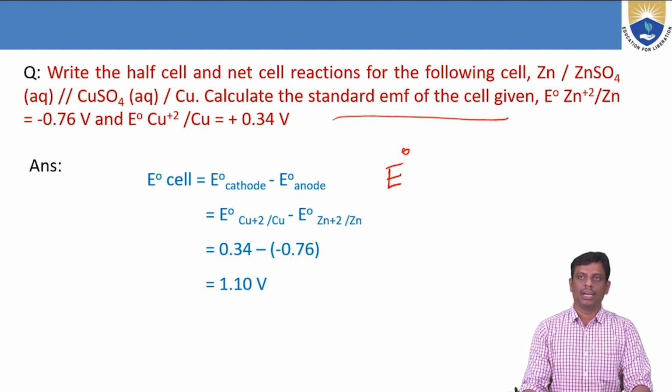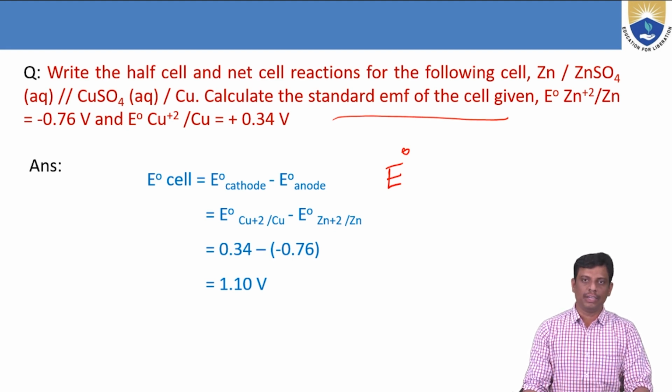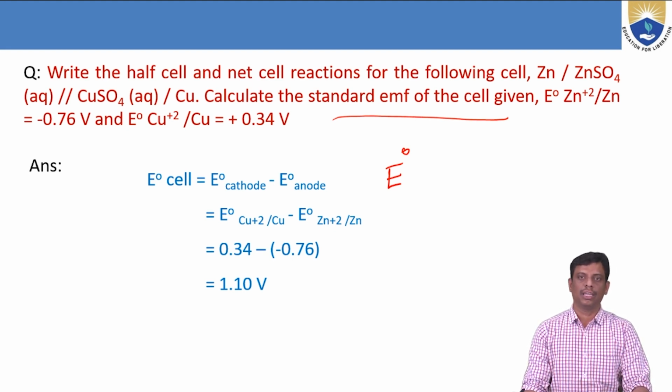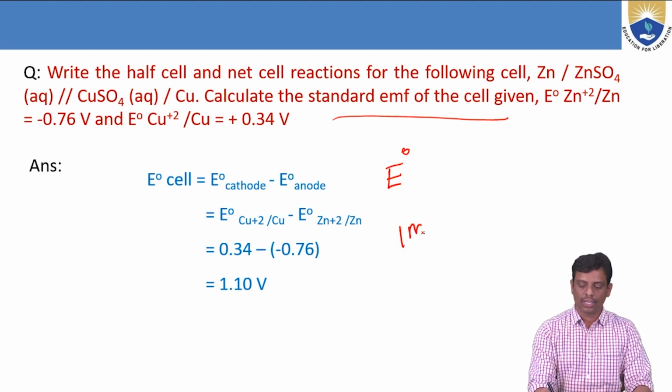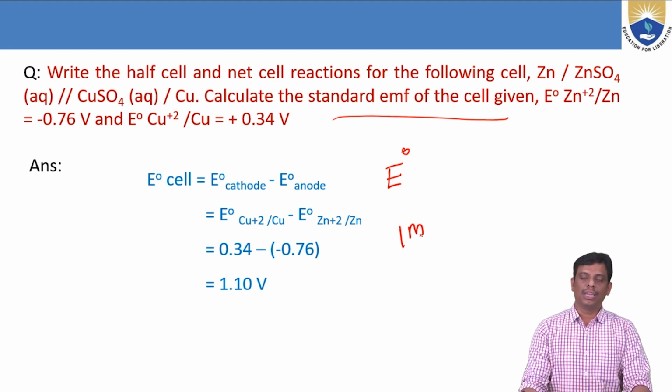Standard means at standard parameters, when we calculate the potential difference in the electrochemical cell, that potential difference is called the electromotive force. At 25 degrees centigrade, 1 atmosphere pressure and 1 molar concentration, we measure the potential in the electrochemical cell. That potential is called the standard EMF of the cell or standard electrode potential.